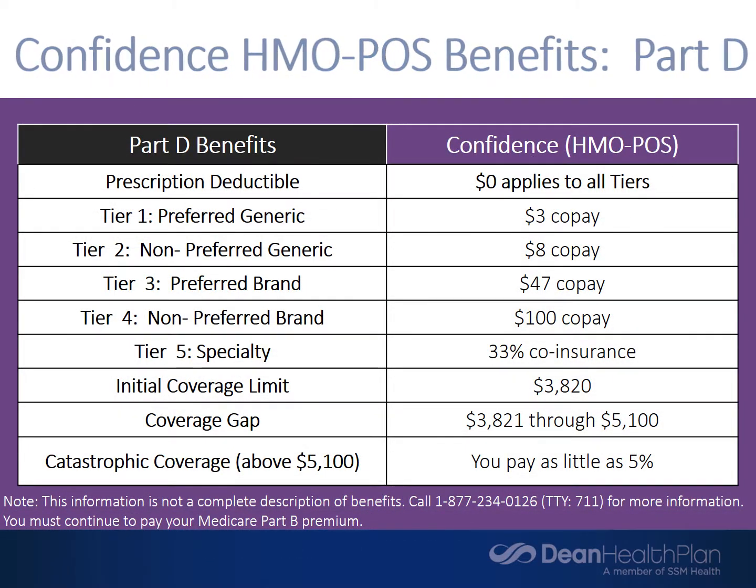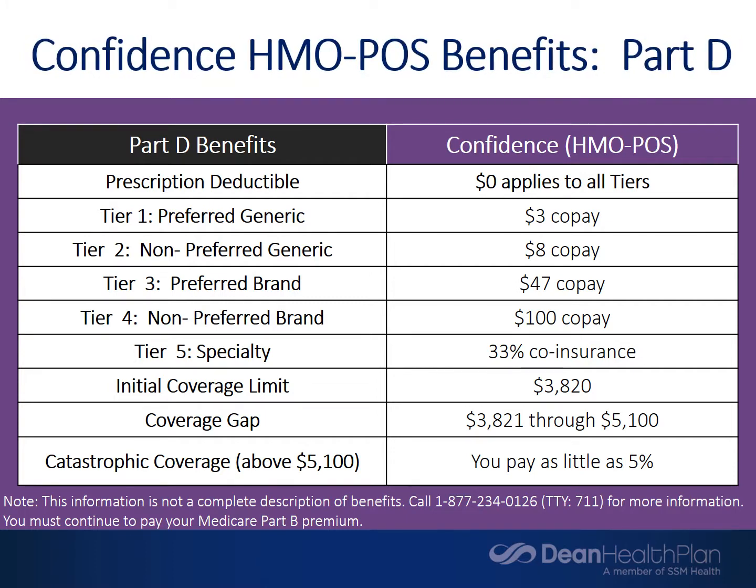On the Confidence Plan, you have no RX deductible. You immediately will go into the copay stage. Tier 1 has a $3 copay. Tier 2 has an $8 copay. Tier 3 has a $47 copay. Tier 4 has a $100 copay. Tier 5 has a 33% coinsurance.